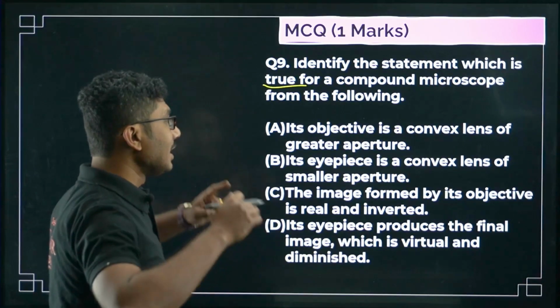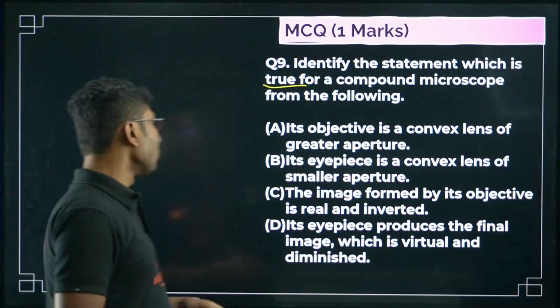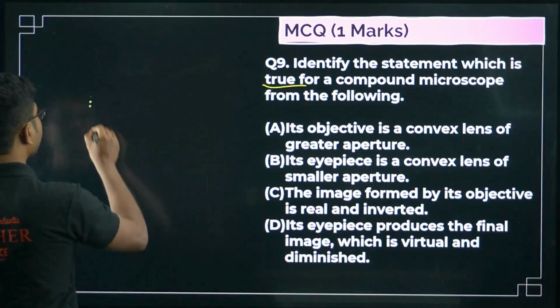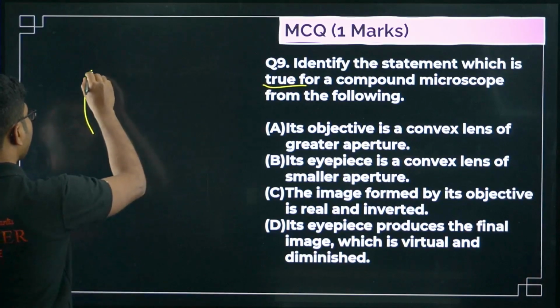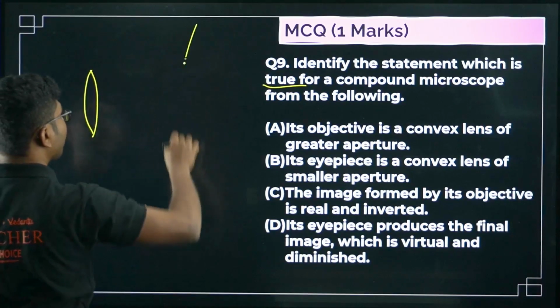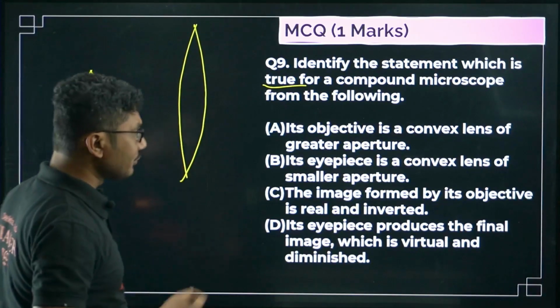Now generally the size of the objective lens in a compound microscope is smaller compared to the eyepiece. If you have seen the diagram given in your textbook, the size of the objective is smaller compared to that of the eyepiece. So that is why the first two statements are incorrect.